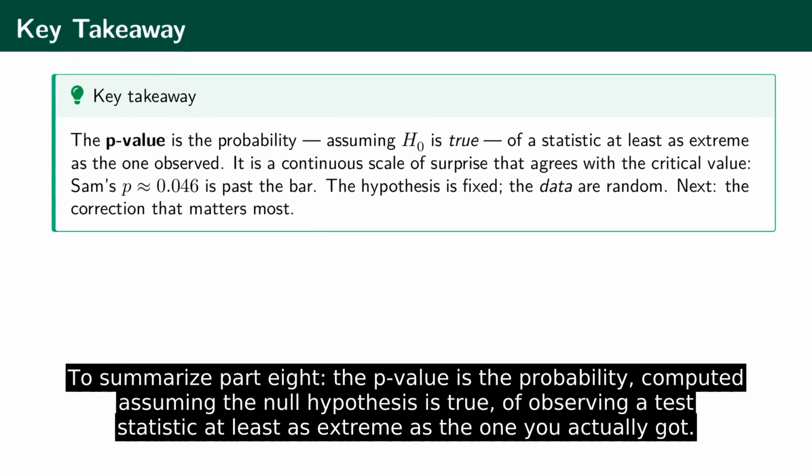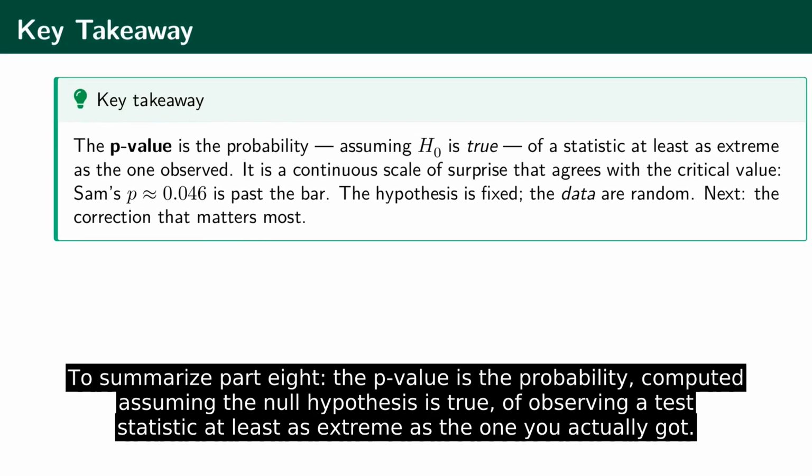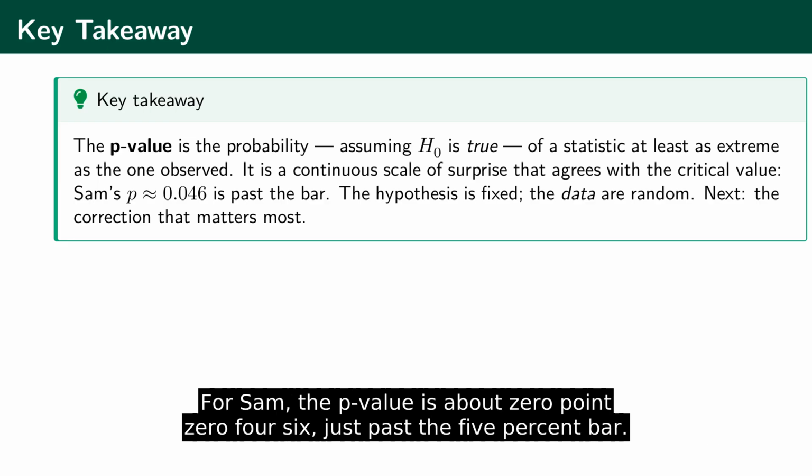To summarize Part 8, the p-value is the probability, computed assuming the null hypothesis is true, of observing a test statistic at least as extreme as the one you actually got. It is a continuous measure of surprise that upgrades the binary critical value verdict, and the two always agree. The p-value falls below alpha exactly when the statistic clears the cutoff. For Sam, the p-value is about 0.046, just past the 5% bar.